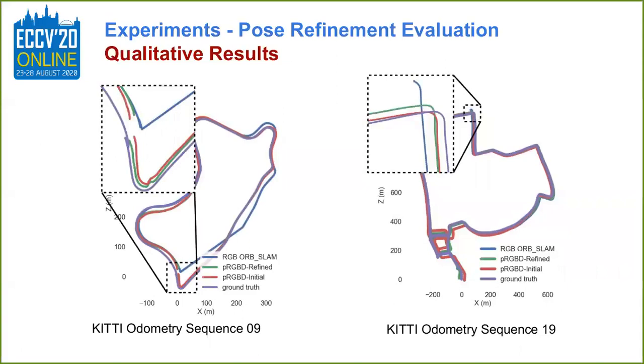Qualitatively, we can see in sequence 9, although all the methods perform loop closure successfully, our method generates camera trajectories that align better with the ground truth. In sequence 19, RGB SLAM failed after some time, while only our method succeeds.